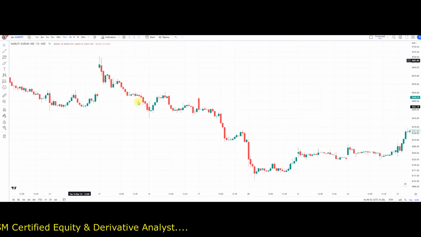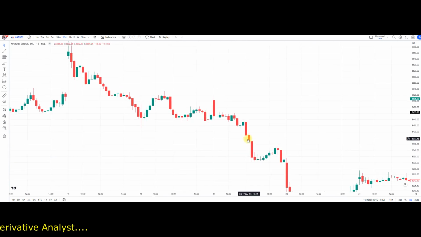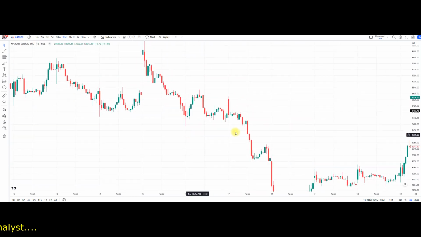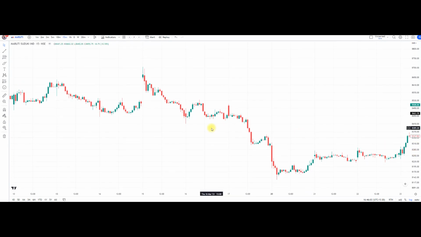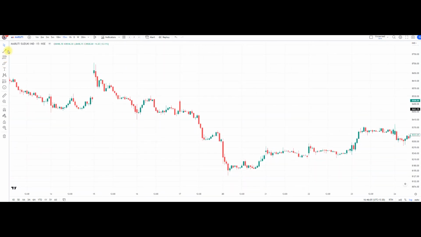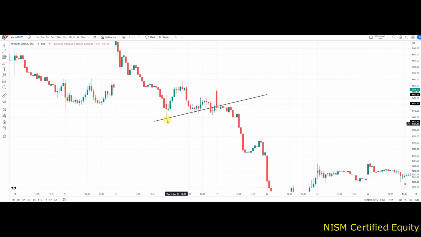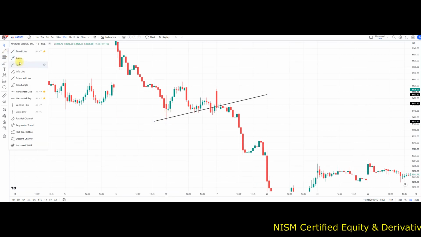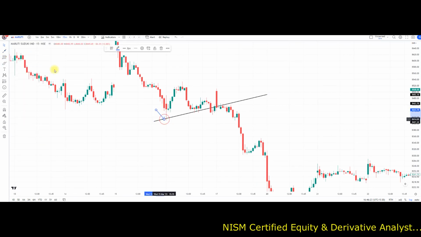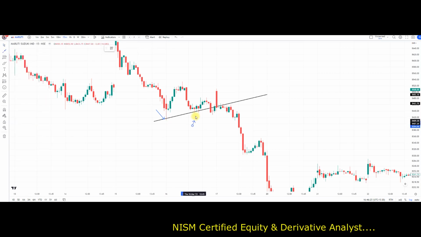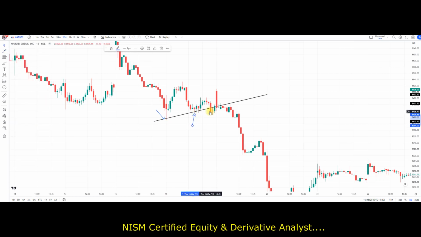This is Maruti Suzuki, and the time frame I have selected is 15 minutes. Here we will see how to draw the trend line. Go to the trend line tool, and here I am connecting the candles and the wicks. Anything is fine. Here, this is the first touch. Again, this is the second candle, the third candle, and this is the fourth touch.